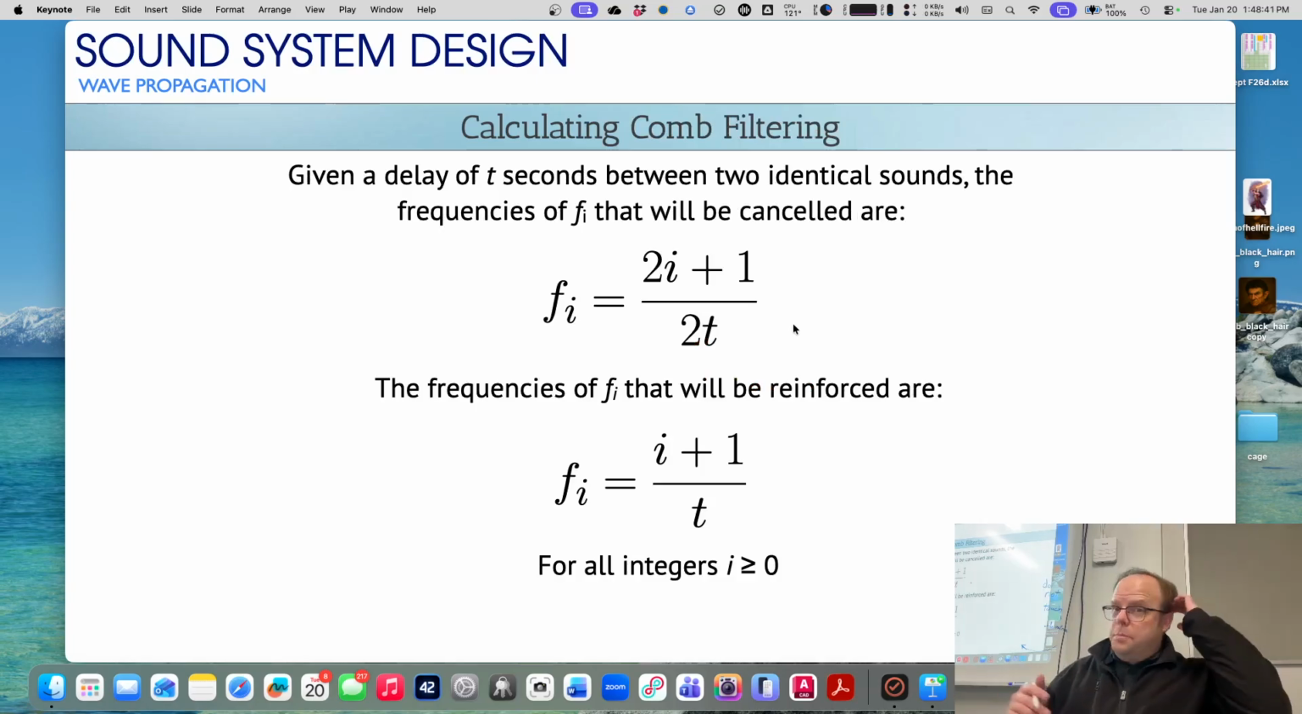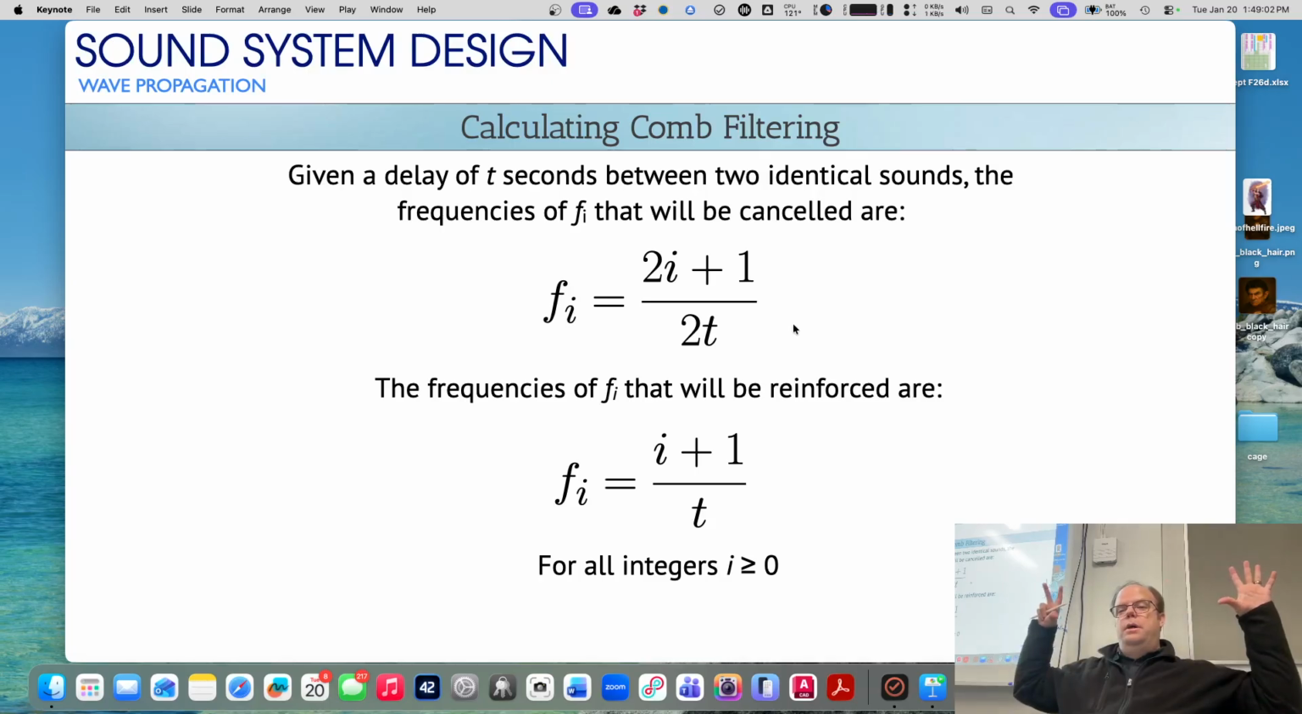All right, so we understand the basic idea of how a time offset can result in a phase difference between two sounds at the same frequency, yeah? Now let's take that idea and scale it up to being able to predict all of the frequencies.